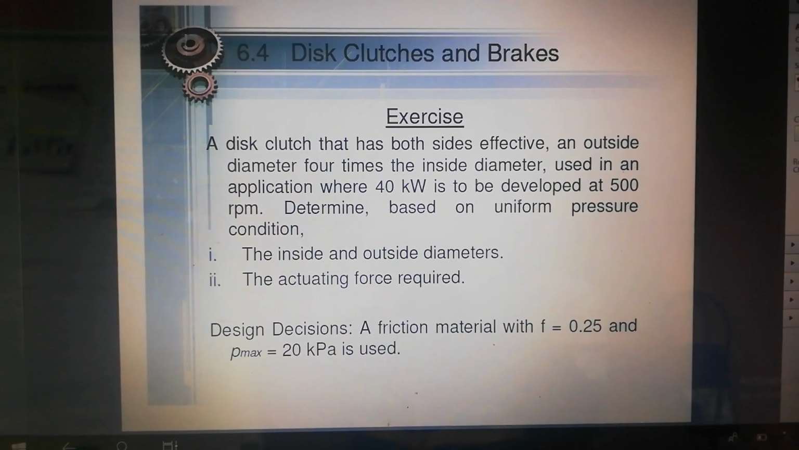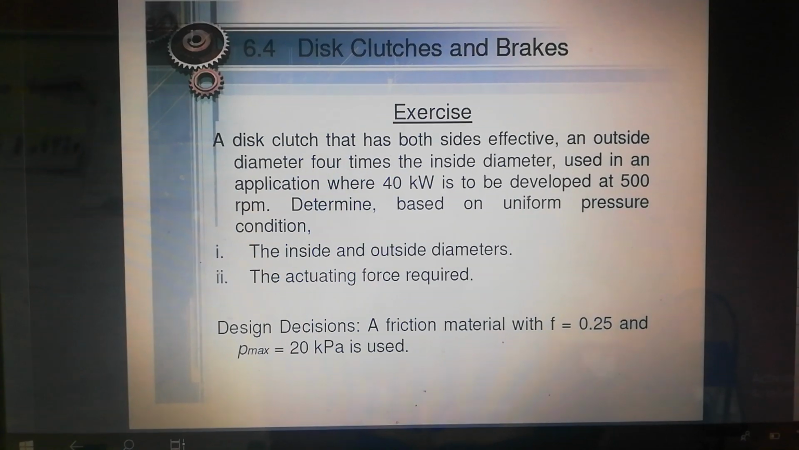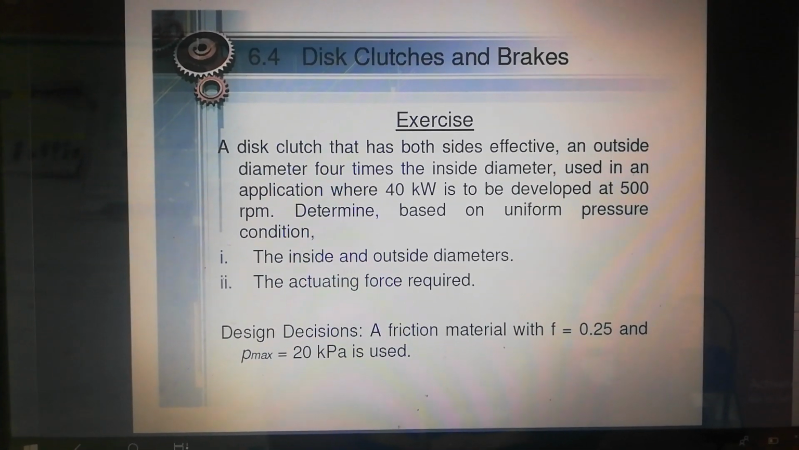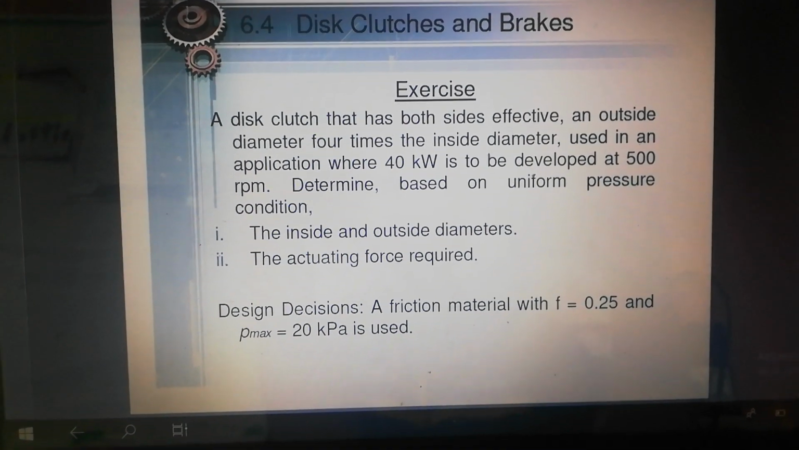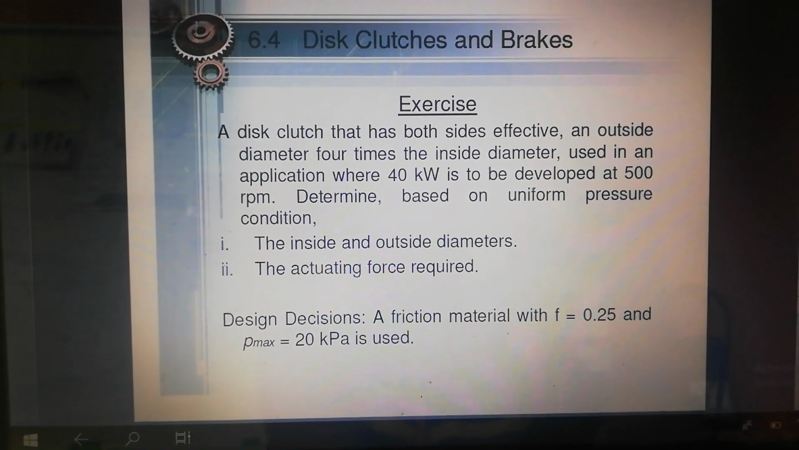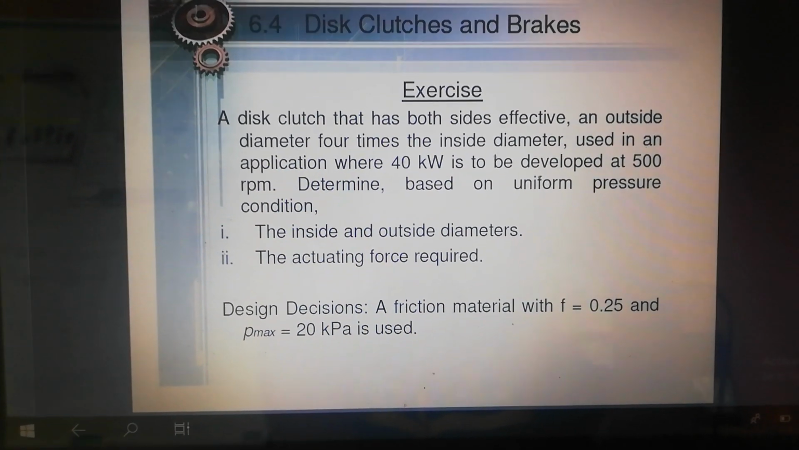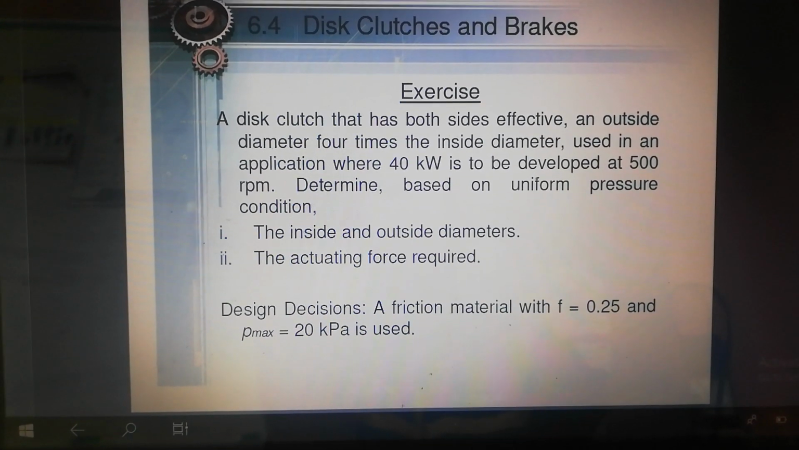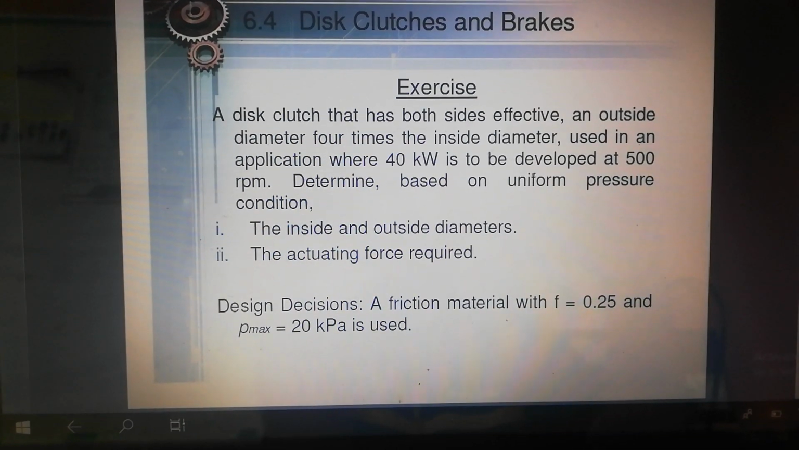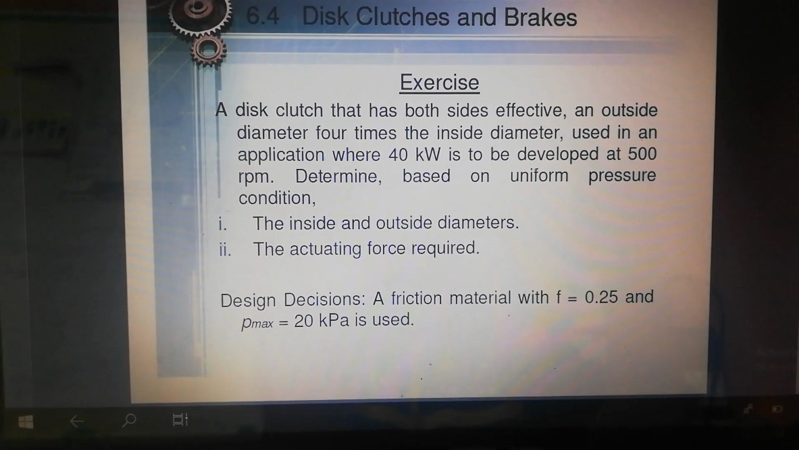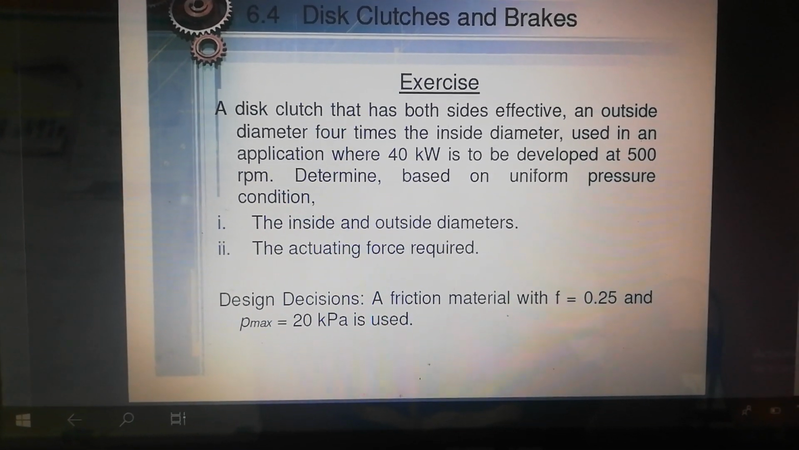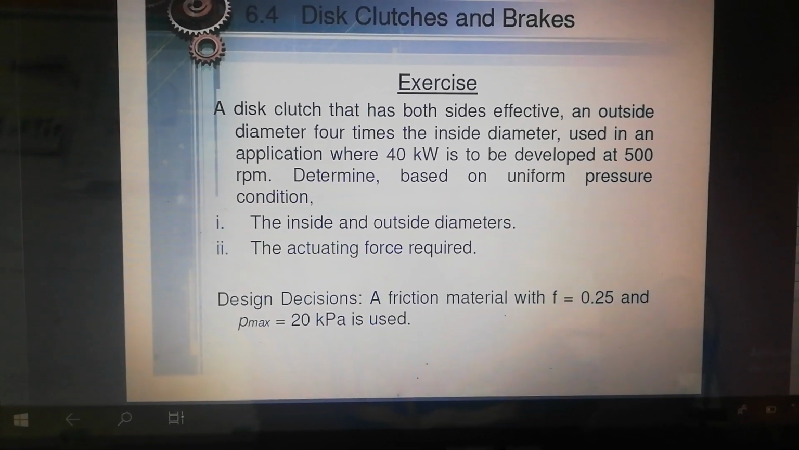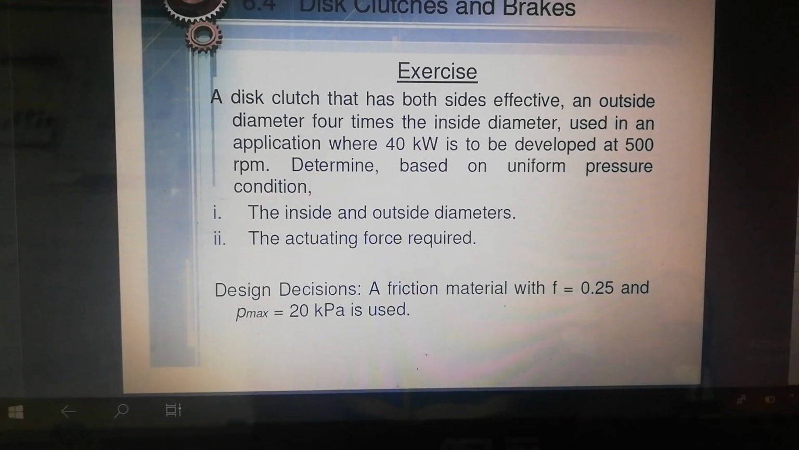So today I would like to give one example about this clutch. Alright, the question is like this. This clutch has both sides effective and an outside diameter 4 times the inside diameter, used in an application where 40 kilowatt is to be developed at 500 rpm. Determine based on uniform pressure condition.